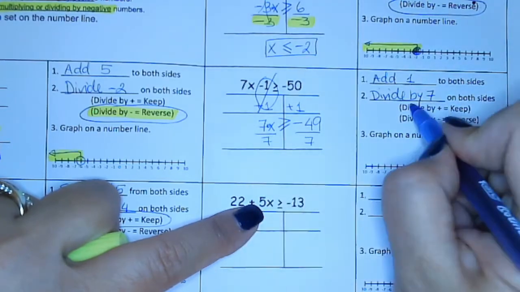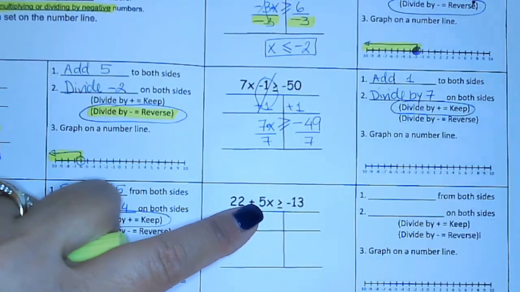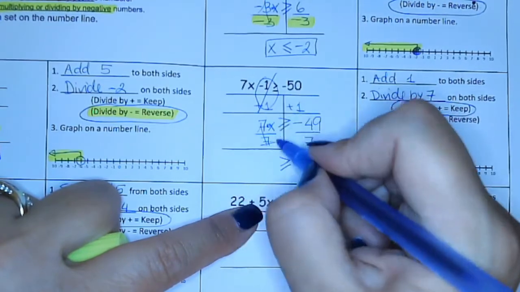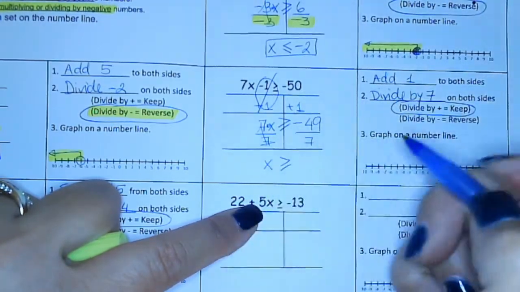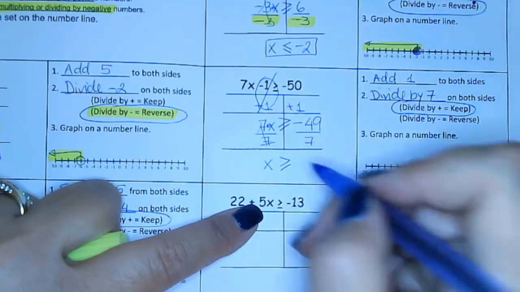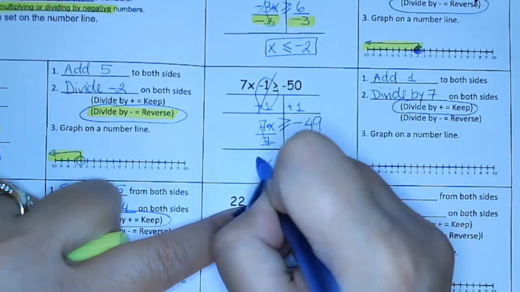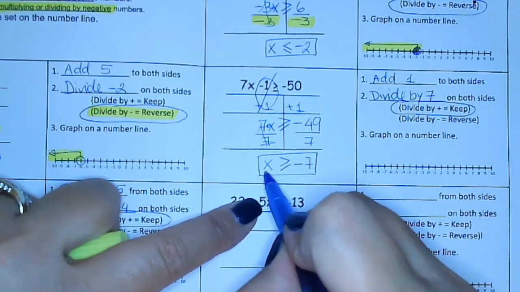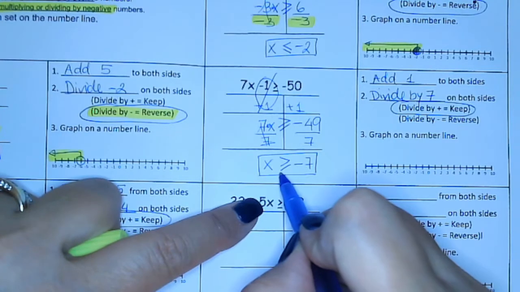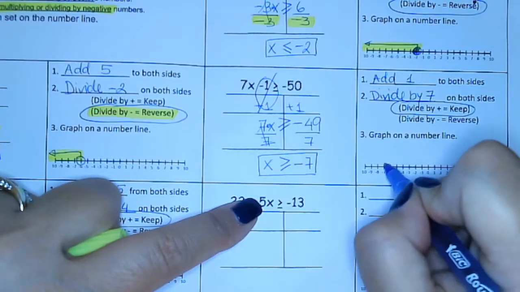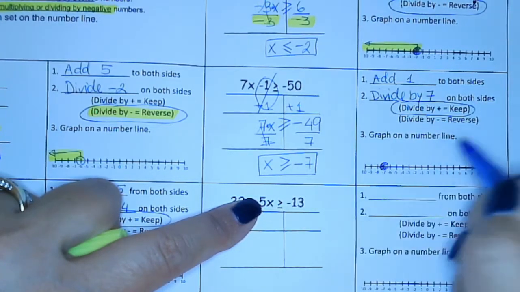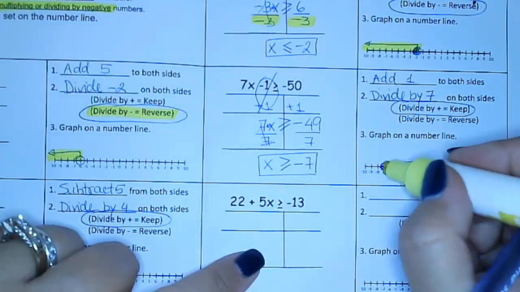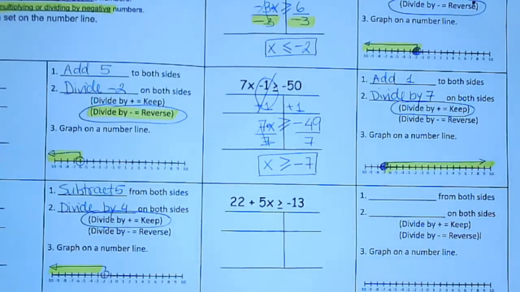Dividing by positive keeps the same inequality symbol. 7 divided by 7 is 1x or x. Negative divided by positive is negative 7. So we graph the solution set where values of x are greater than or equal to negative 7. Solid circle on negative 7. Go right. For greater numbers, grow to the right.